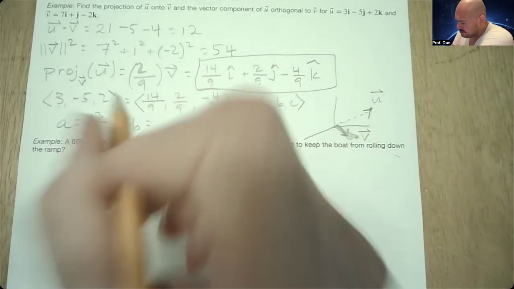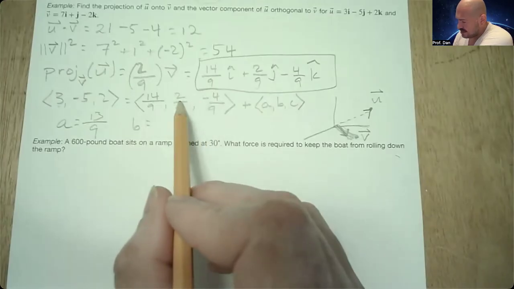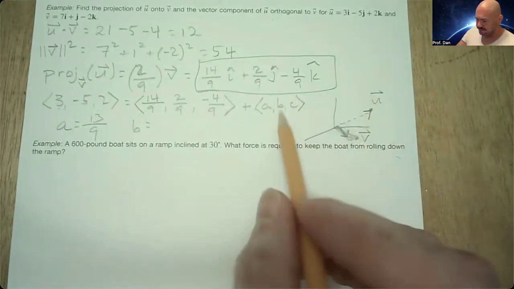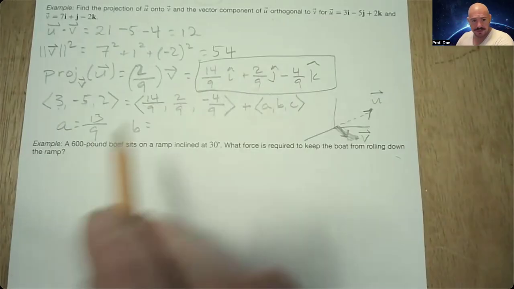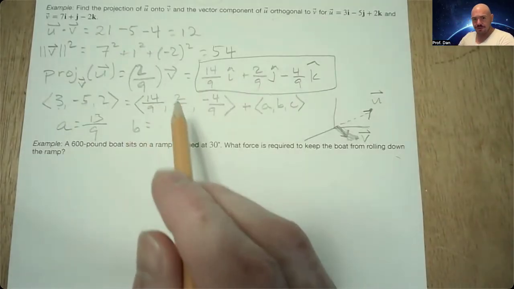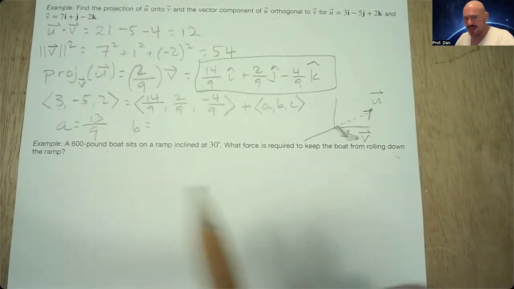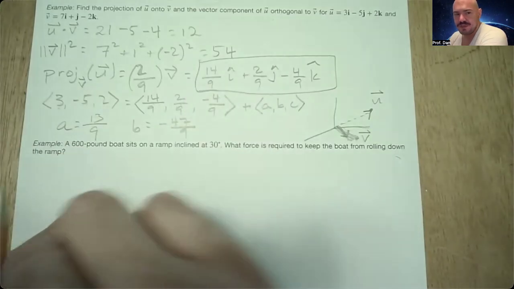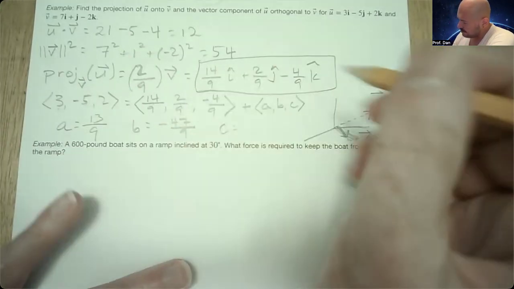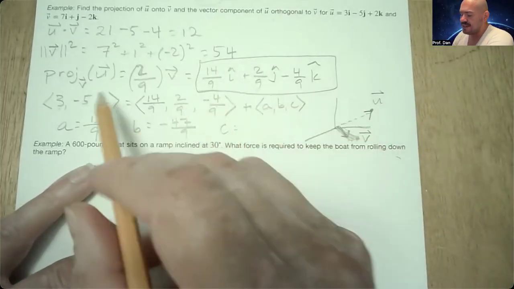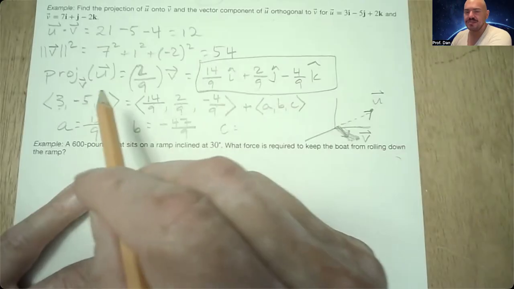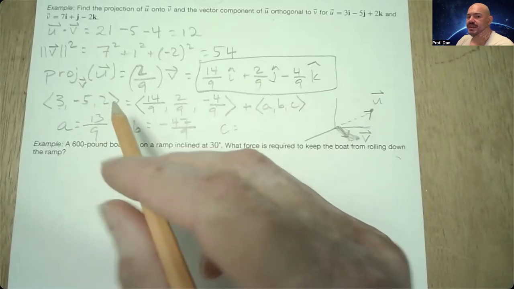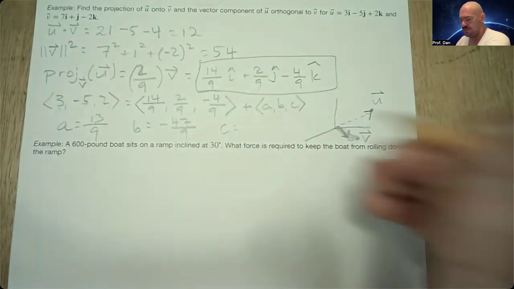For b, I have 2 ninths. I need -5. So -5, remember, can be written as -45 over 9. If I have +2 over 9 and I want -45 over 9, then I need to take away 47 over 9. Then for c, I have -4 over 9, and I need to add up to 2, which is also known as 18 over 9. So if I have -4 and I need 18, I have to add 22.